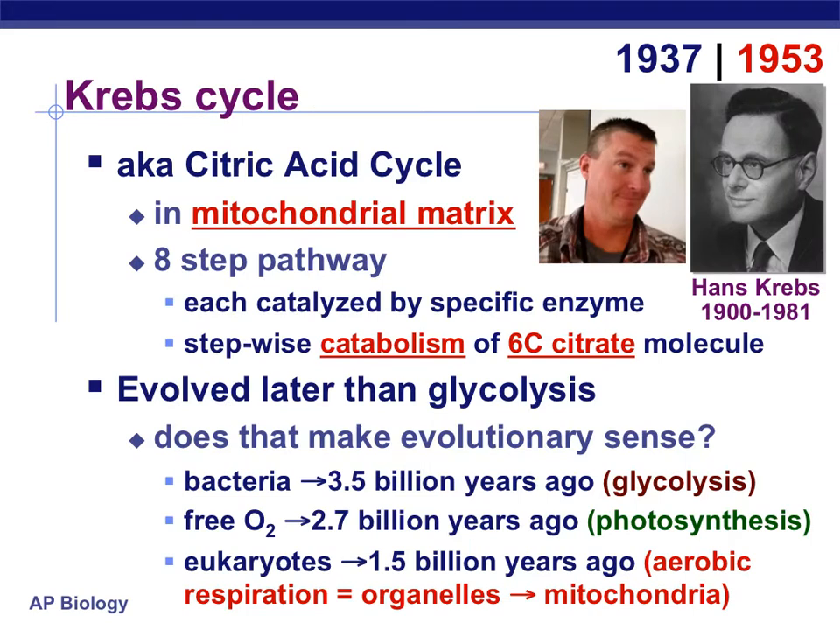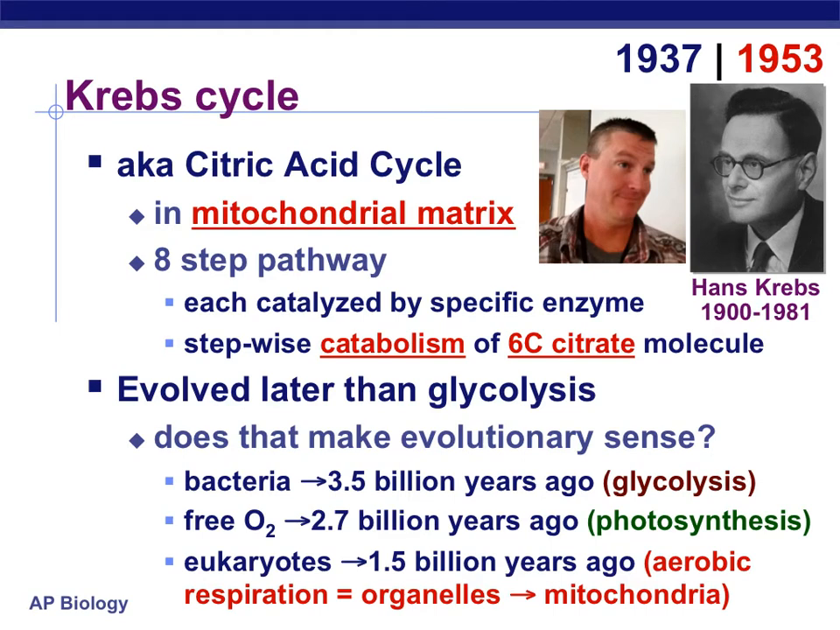So this third step, as we talk about it, the third step is the Krebs cycle, also known as the citric acid cycle. Well, Hans Krebs here recognized this or discovered it, or is credited with discovering this Krebs cycle, a huge complex pathway where each step, again, is catalyzed by a specific enzyme, as it is in every step of cellular respiration.